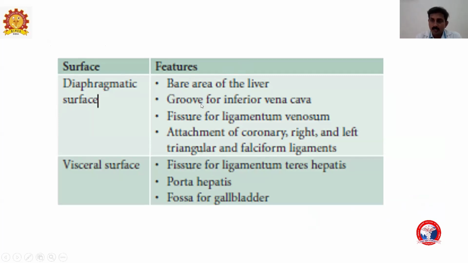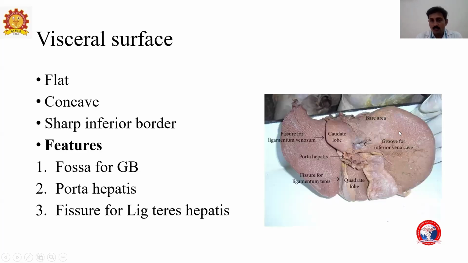Okay. Then the groove for inferior vena cava, fissure for ligamentum venosum. In the picture above, we can see here we have a fissure. This is the fissure for ligamentum teres hepatis. Above that, we have the fissure for ligamentum venosum. What is ligamentum venosum? This structure is nothing but the obliterated ductus venosus. The obliterated ductus venosus in adult life forms a ligament that is called ligamentum venosum.